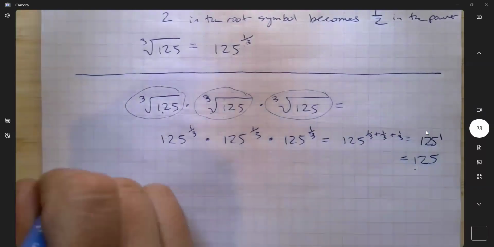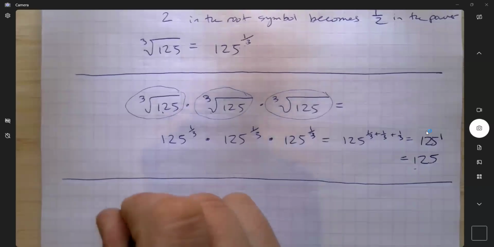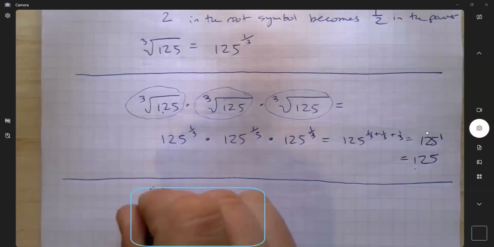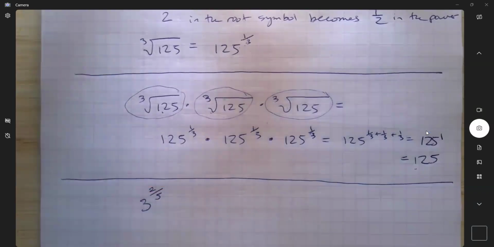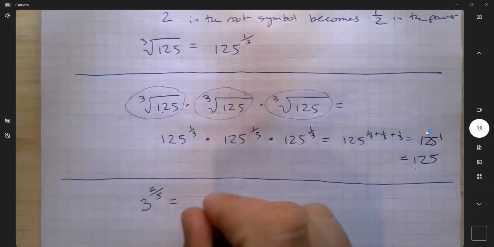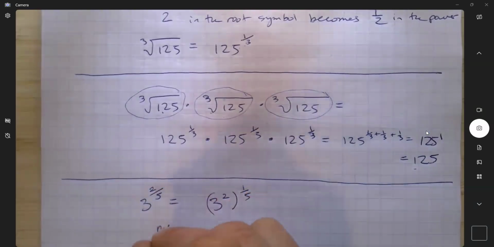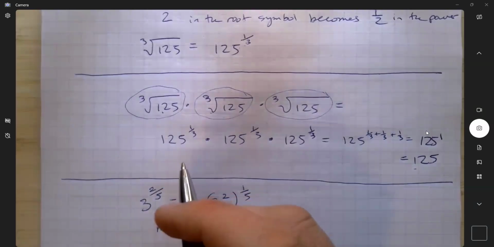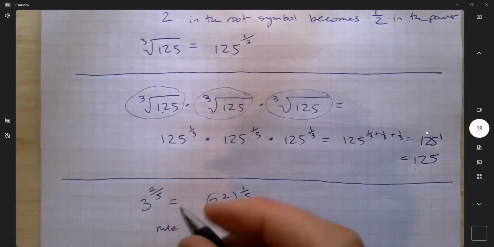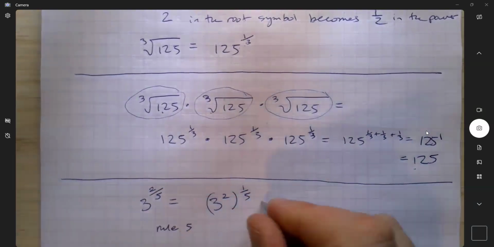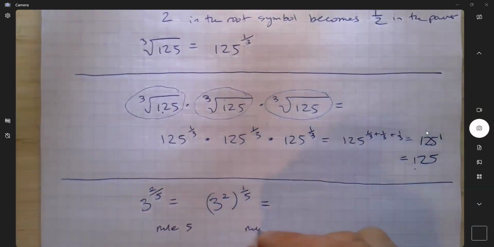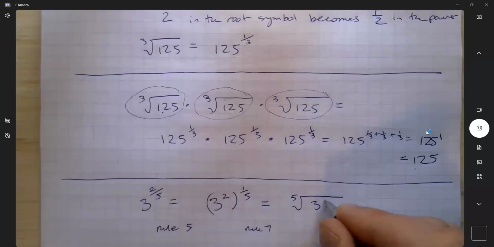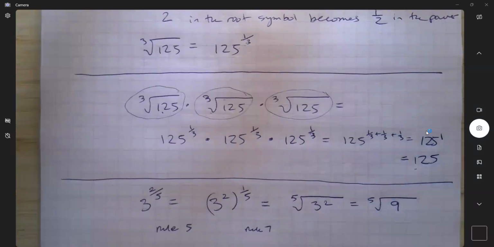So that's rule 7, is roots can be written as powers. And once you do that, you can do things like 3 to the 2/5 power. Well, that's 3 squared to the 1/5 power. This is rule number 5. This is our nested powers. And then I can use my rule 7 and rewrite that 1/5 power as a root. So 3 to the 2/5 is the same as the 5th root of 9.